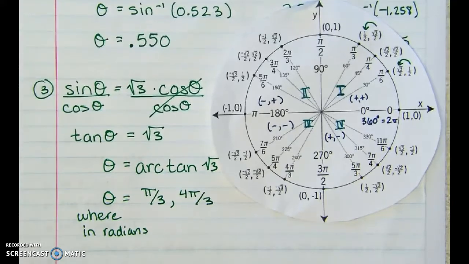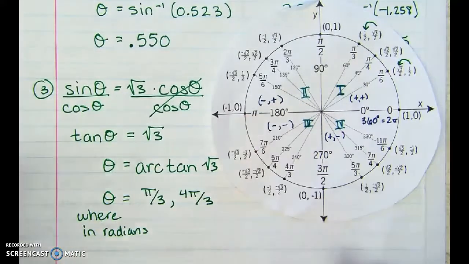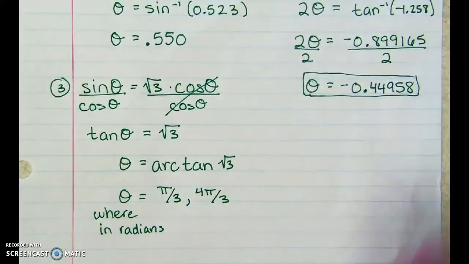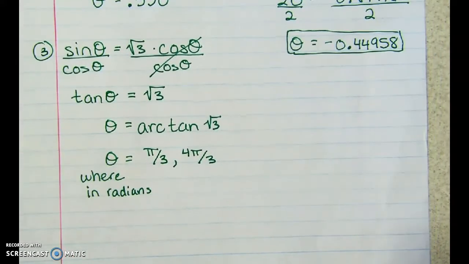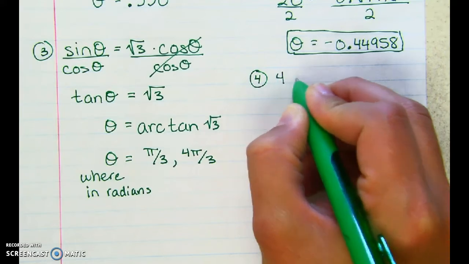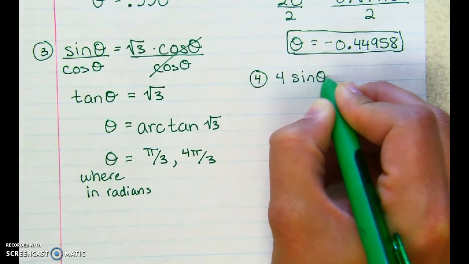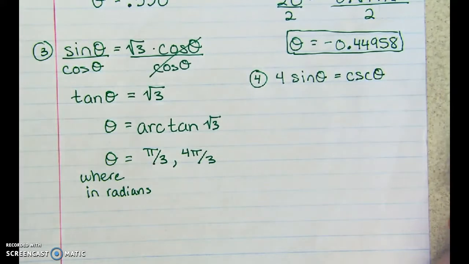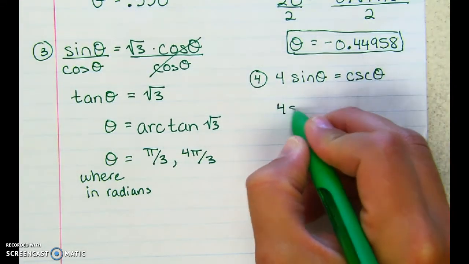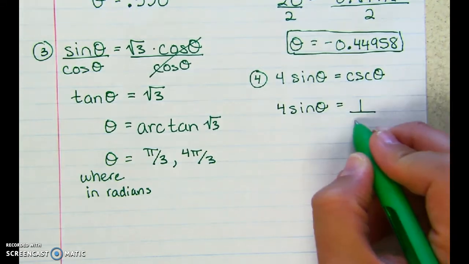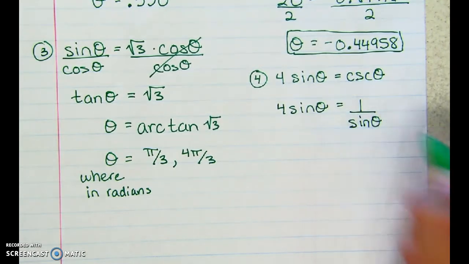We just solved a trig function, a trig equation. You ready for another one? We're going to do as many examples as we can in the 15 minutes. That was 3. So after the number 3 comes 4, and we have 4 sine equals cosecant. My brain's a little off today, so I'm going to change cosecant to 1 over sine, like that.